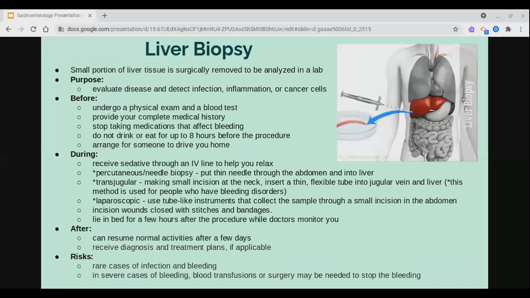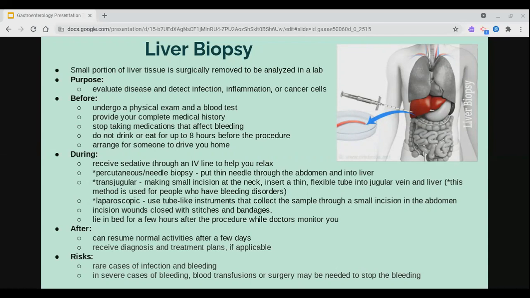Before the procedure, you'll undergo a physical exam and also a blood test. You should provide your complete medical history to your doctor. You should also stop taking medications that can affect bleeding. You shouldn't drink or eat for up to 8 hours before the procedure, and also arrange for someone to drive you home because you might not be able to move or drive after the procedure. During the procedure, you'll receive sedative through an IV line to help you relax.